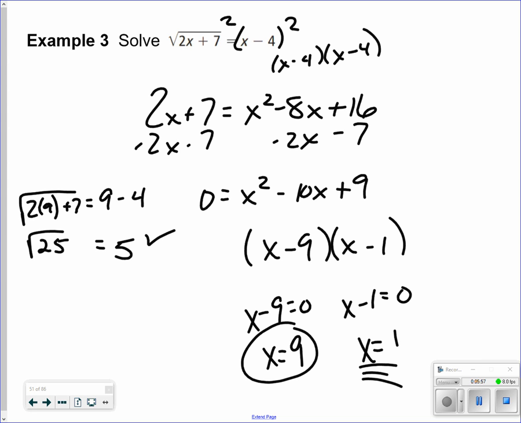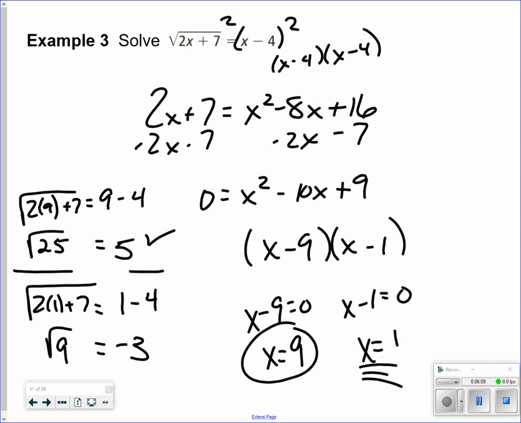But let's plug 1 in and show you why that one doesn't work. 2 times 1 plus 7 is the square root of 9. But 1 minus 4 is negative 3. The square root of 9 is not negative 3. The square root of 9 is just 3. So that's why this one doesn't work, and you must cross that out. Please make sure on your test that you actually cross it out. Otherwise, I will not know that you meant for that not to happen. Even though I just circled the 9, I really need to cross out the ones that I am not going to use.